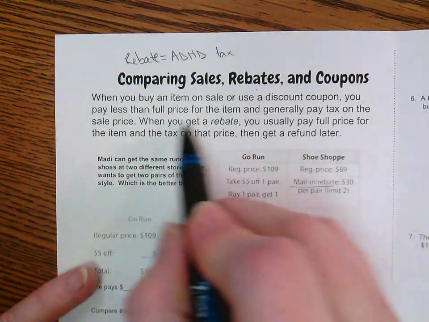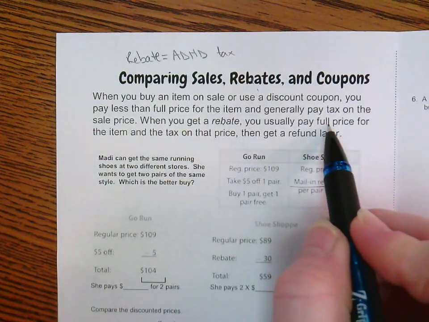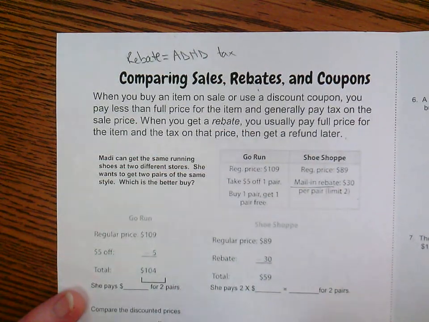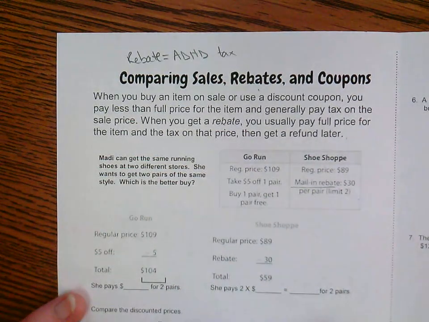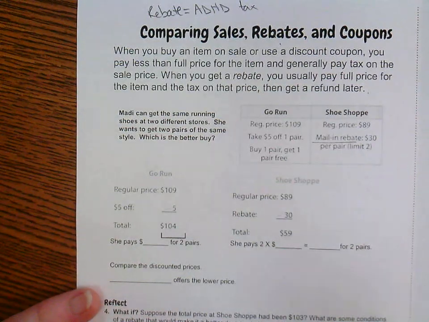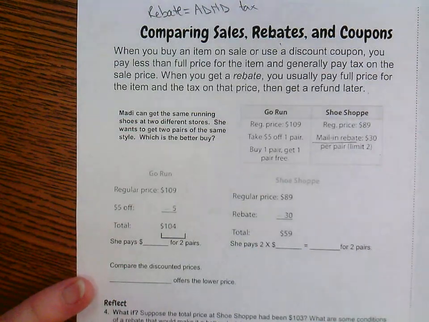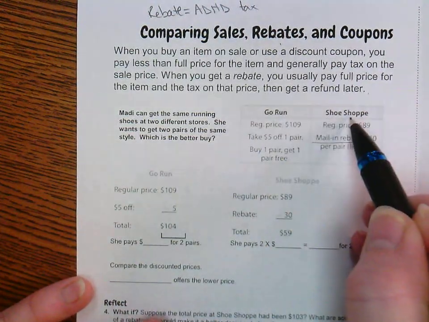So when you get a rebate, you pay full price, and then you get the refund later for the mail-in rebates. So let's compare. Maddie can get the same running shoes at two different stores, and she wants to get two pairs of the same style. She wants two pairs. So which one is the better buy? Go Run versus Shoe Shop.